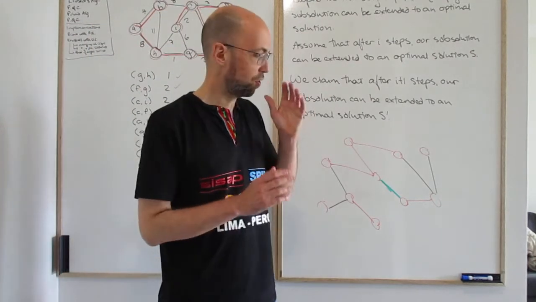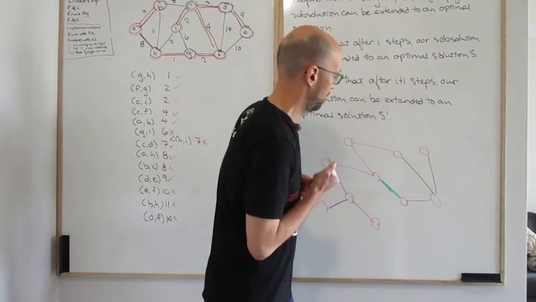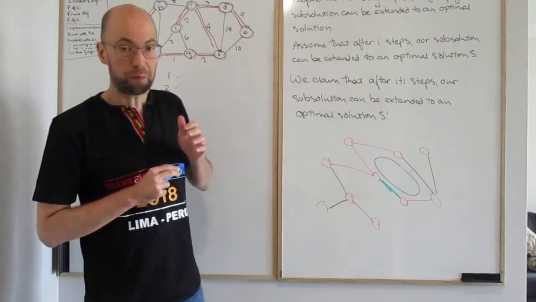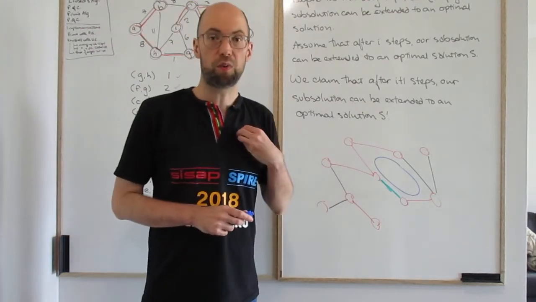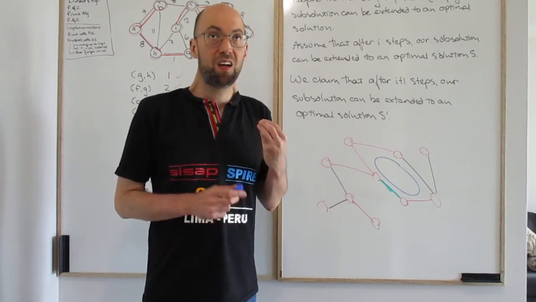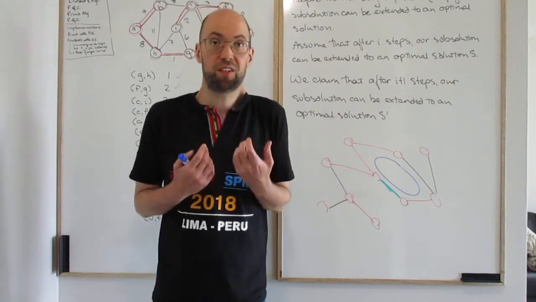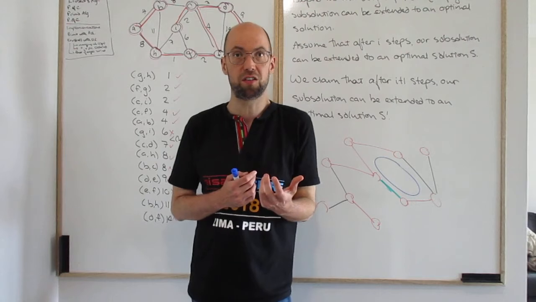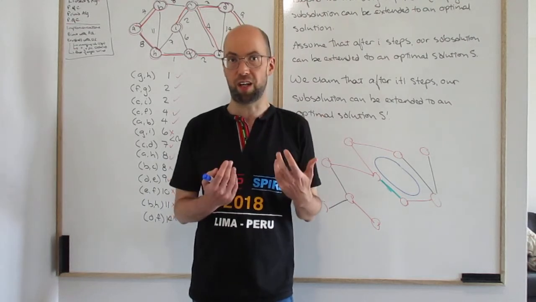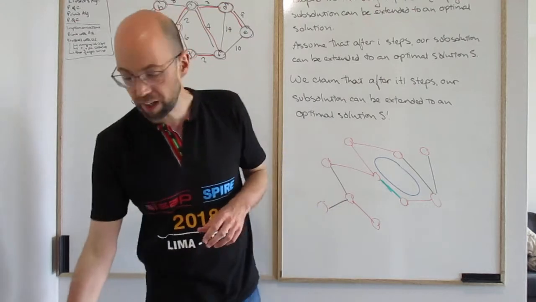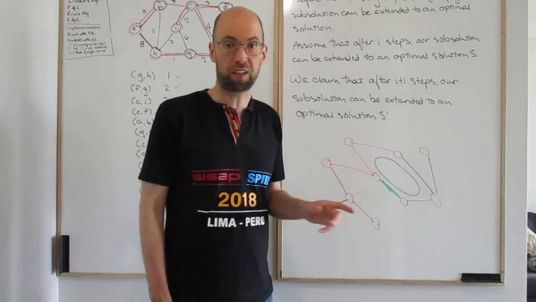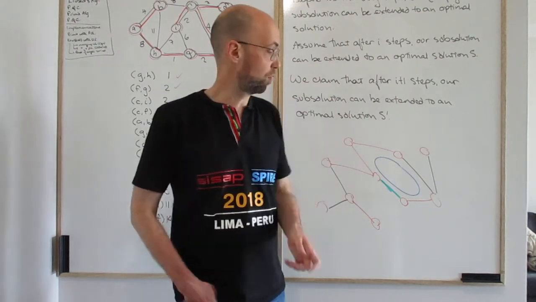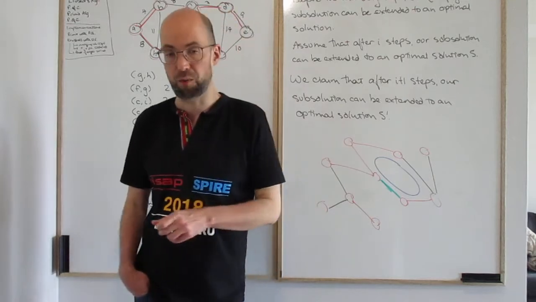So, consider just this cycle. Some of the edges on that cycle may be things we've already taken, but our sub-solution doesn't contain a cycle, right? Because we take the i plus first edge since it doesn't create a cycle. So that means there is some edge on this cycle that we didn't take. There is some edge that S takes that we have not taken so far. In this case, this black one.